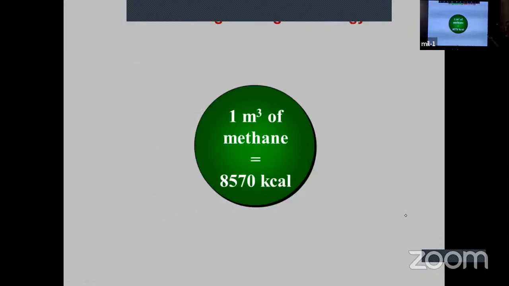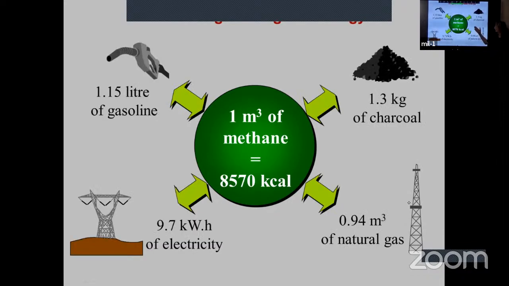Well, 1 cubic meter of methane is equivalent to 8,570 kilocalories, which is equivalent to 1.15 liter of gasoline, 1.3 kilogram of charcoal, 9.7 kilowatt hours of electricity, and about 1 cubic meter of natural gas.